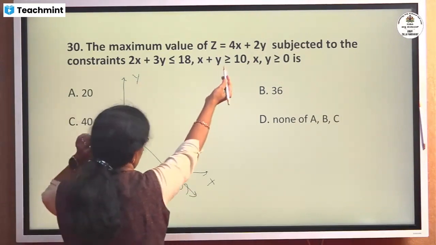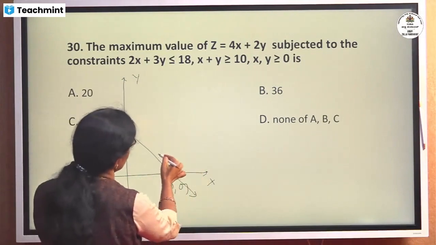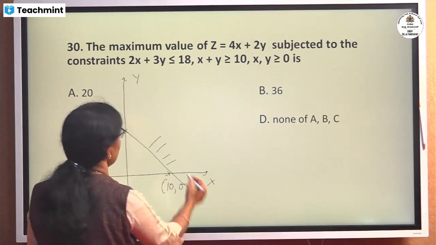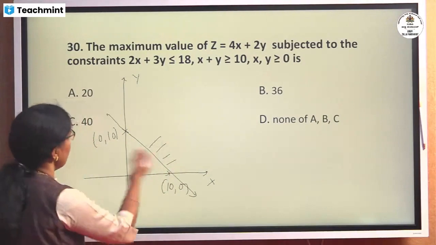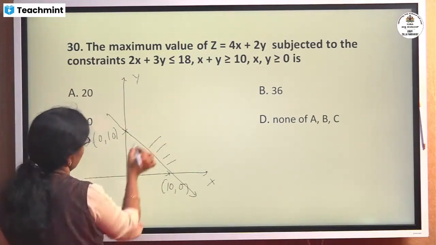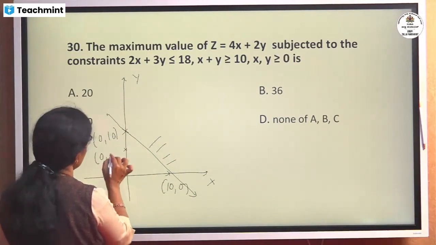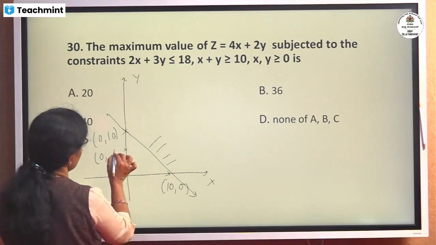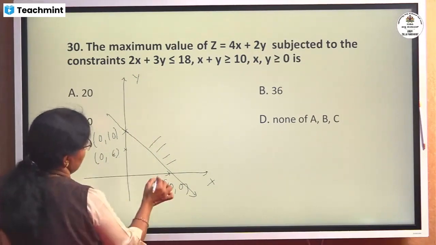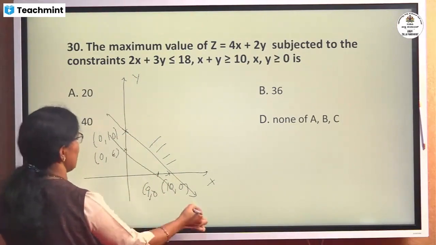For this inequality, this line represents the solution. 0 is greater than 10? That's wrong. Therefore, you will have the solution in the without-origin portion. For the second line, when x is equal to 0, 3y is 18. y is equal to 6, so 0, 6. And when y is equal to 0, this is the point 9, 0. So we will get the line like this.